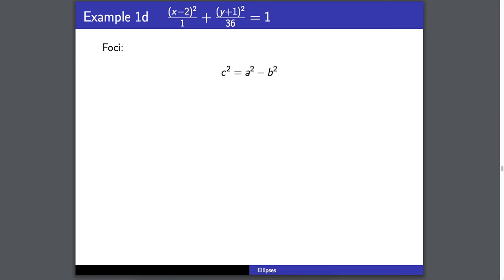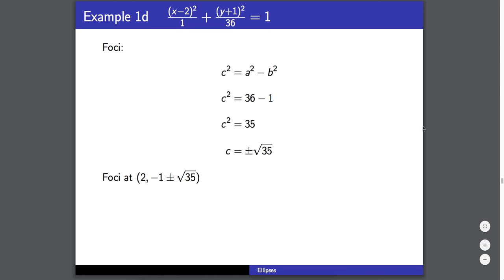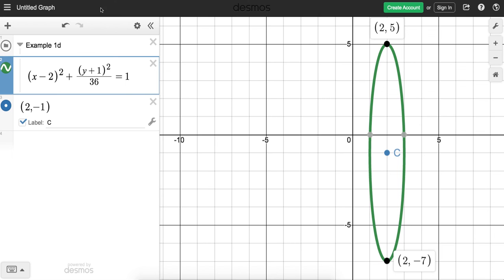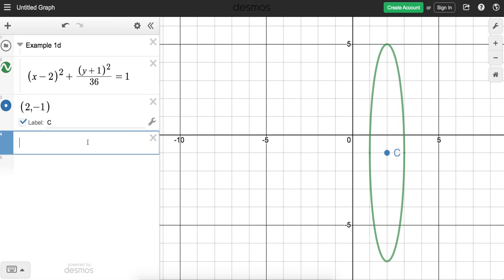Finally, our foci, c² is a² − b². So we have 36 − 1 is 35, and taking the square root of both sides, we get c is ±√35. And we can't simplify that any further than it is, so our focal points are going to be 2 and then −1 ± √35. So again, we're going to add and subtract the square root of 35 from the y coordinate of our center. So our first one will be below.